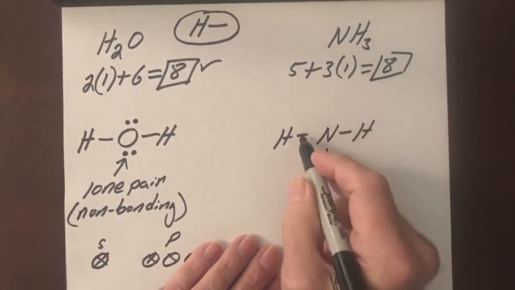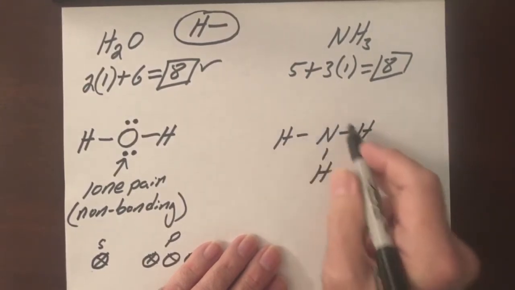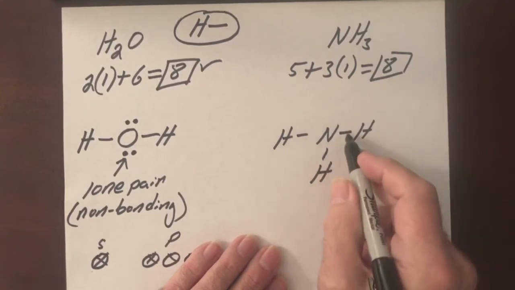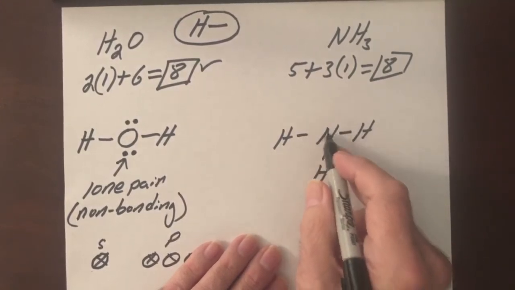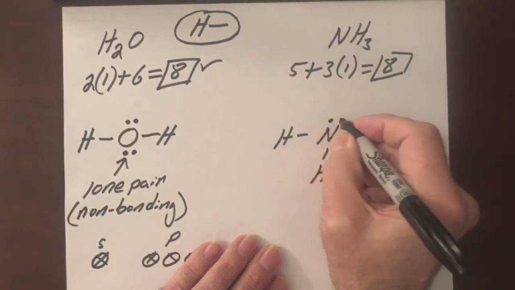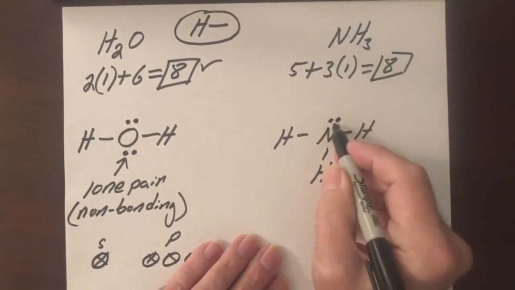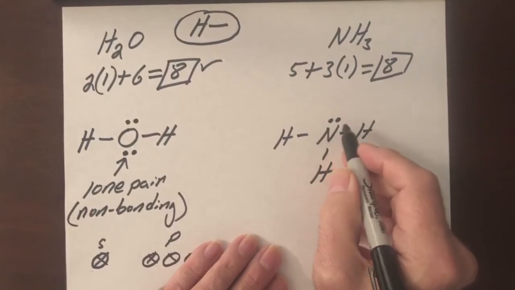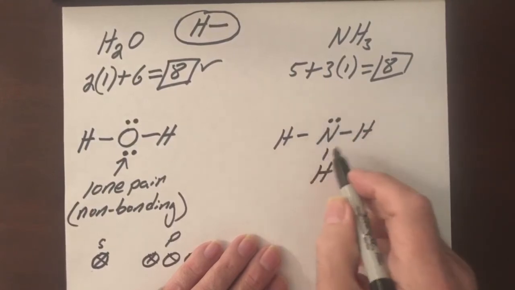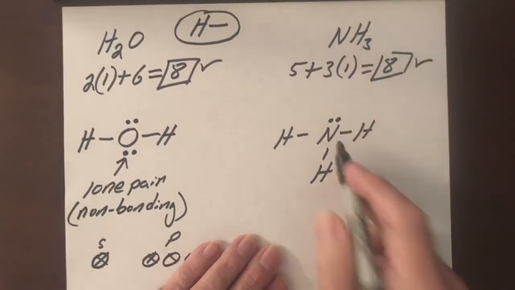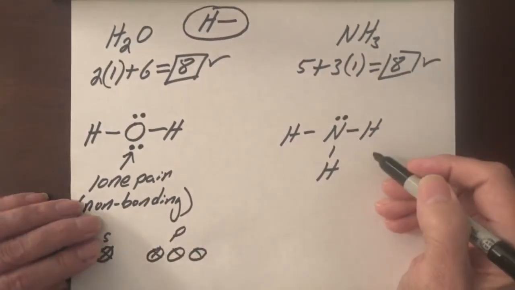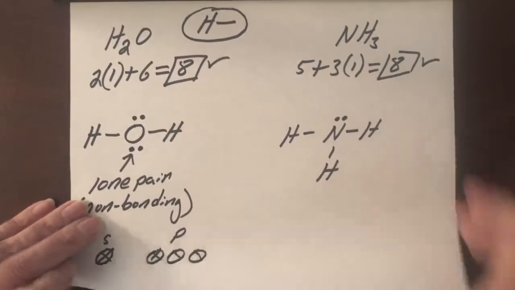Now I have 2, 4, 6 electrons around the nitrogen. They're all bonding pairs of electrons or shared pairs of electrons. So we need 2 more. And so we'll have 2 or 1 lone pair on the nitrogen. So now we have 2, 4, 6, 8, a total of 8 electrons. This is what we need. And so we now have a completed Lewis structure. Okay, let's try another.